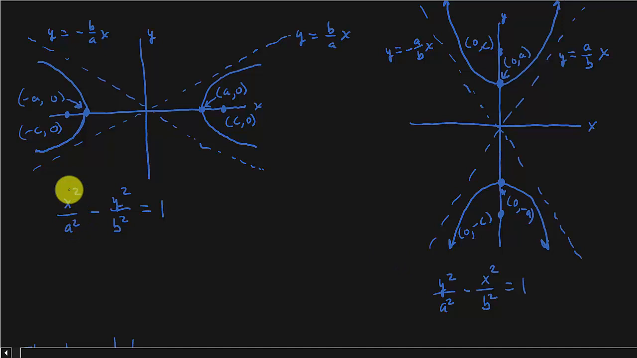Just remember, if x squared is first, it's going to go left and right. If y squared is first, it's going to go up and down. Okay? So you can see your points, you're moving along the x-axis. So yes, your x coordinates are going to change. Y is going to be 0. If the y squared term comes first, your hyperbola is opening up and down. See, there's your points, 0, c, 0, a, 0, negative c, 0, negative a. The x value is staying 0. The x coordinates are 0.